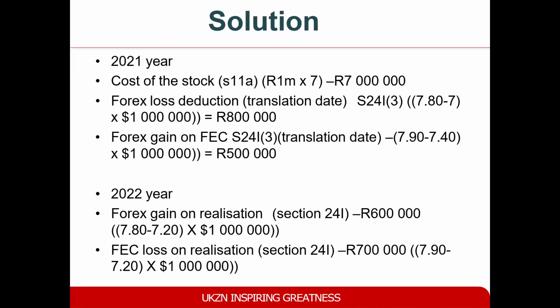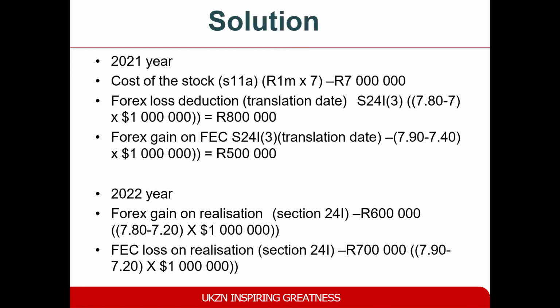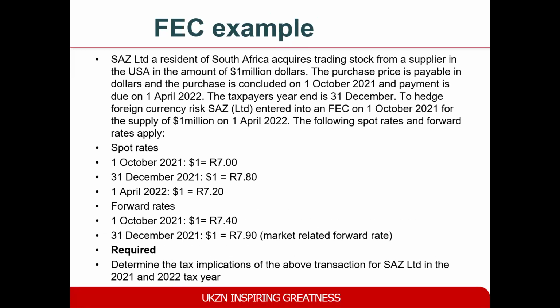Look here. We've got the foreign gain at the transaction date, because now instead of 7 Rand 80 at year end, now it's 7 Rand 20. Yet we have 600,000 times 7 Rand, it's actually 1 million times 7 Rand 80 over, we're getting 100,000, which is a gain. Now let's go to FEC.